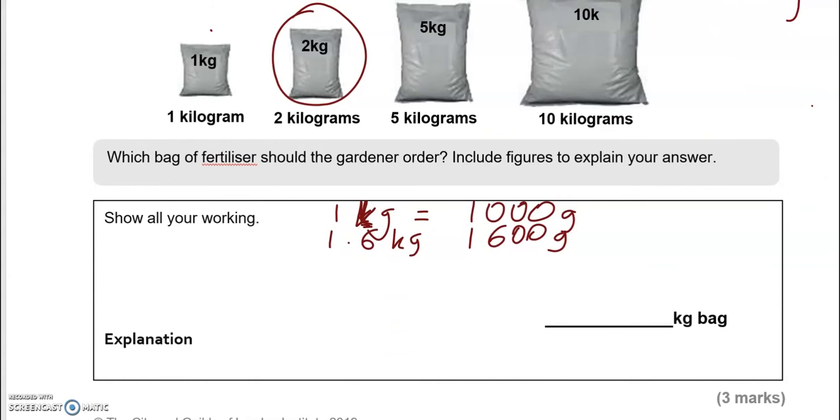So we're gonna write it here as well. 2 kilogram bag. 1 kilogram is not enough. We could say that 5 kilograms and 10 kilograms are too much.